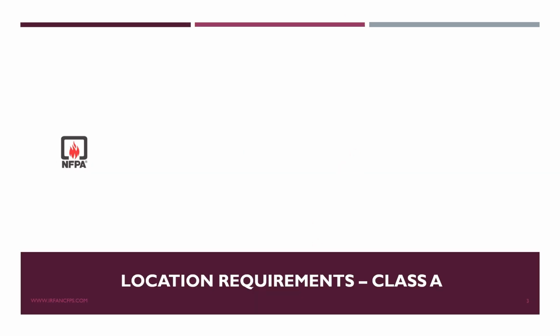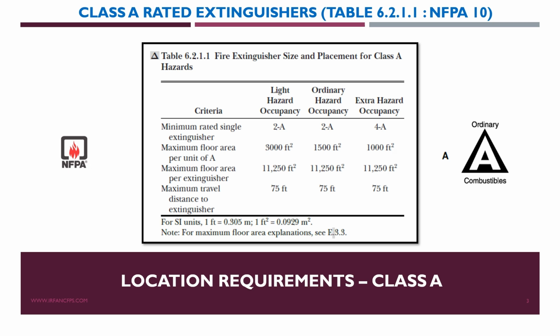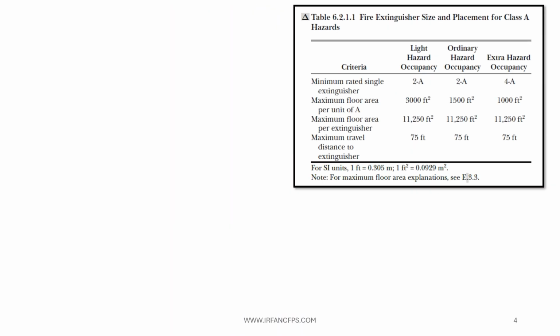As I told you last time, there is a table in NFPA 10 to calculate the number of fire extinguishers. For class A rated fire extinguishers, we can refer to table 6.2.1.1. In 6.2.1.1, I already explained in the last session that we need to calculate the number of fire extinguishers based on maximum floor area per extinguisher. Don't get confused, I will explain this in the next slide. I just want you to refresh the example which I explained last time based on this particular table.